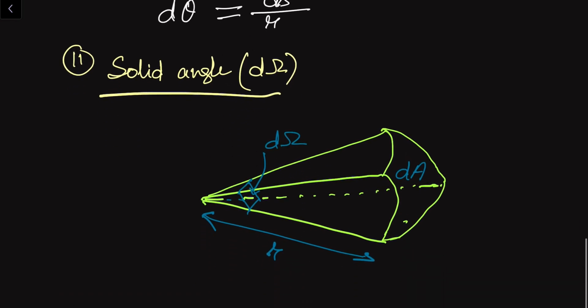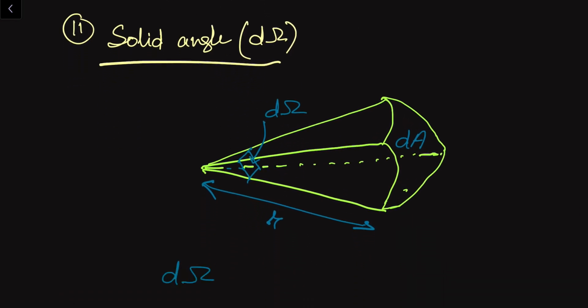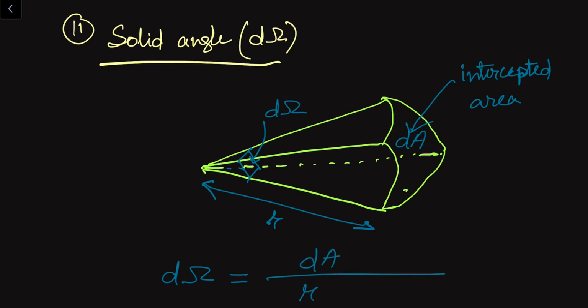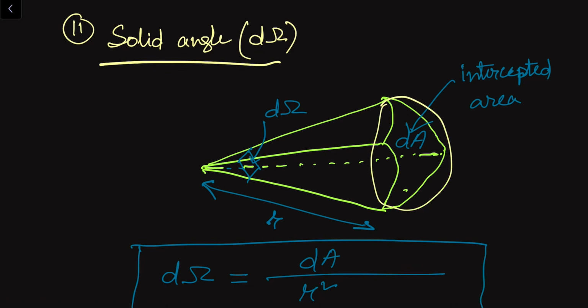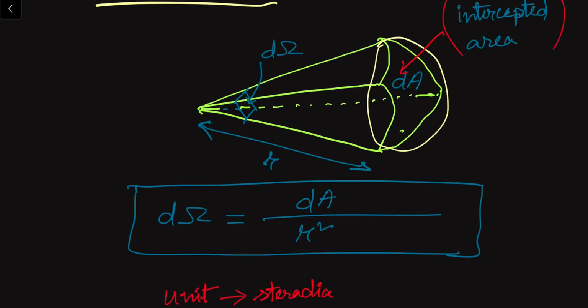The solid angle definition is d omega is equal to the ratio of the intercepted area. The intercepted area here is dA. We have to divide this intercepted area by the square of the radius, so dA divided by r square. This is the definition of solid angle. That means this surface dA is part of a sphere. This is a spherical surface, and the unit of the solid angle is steradian.